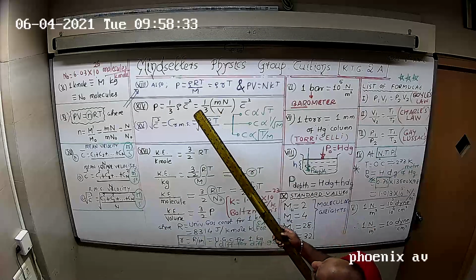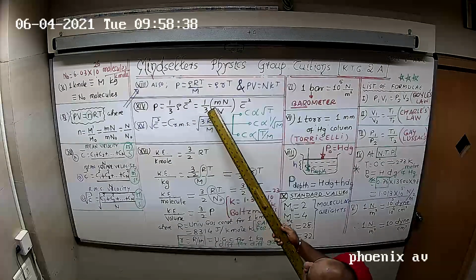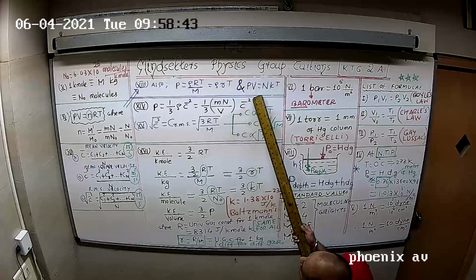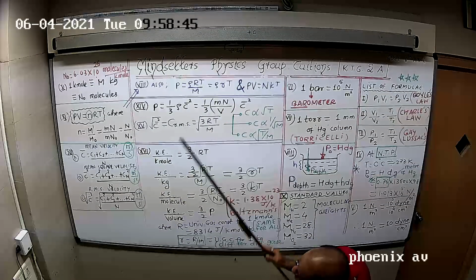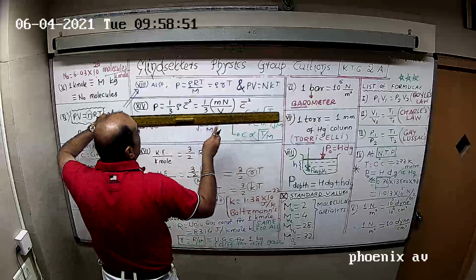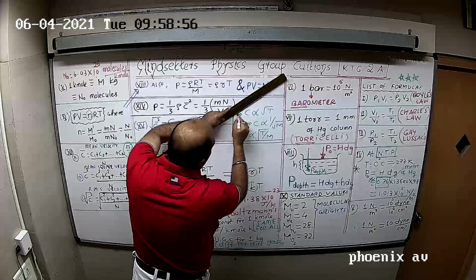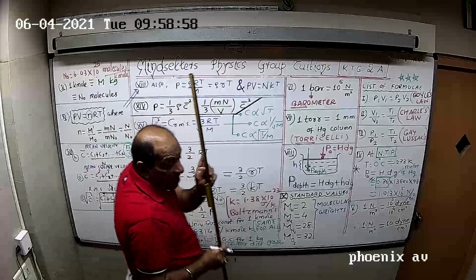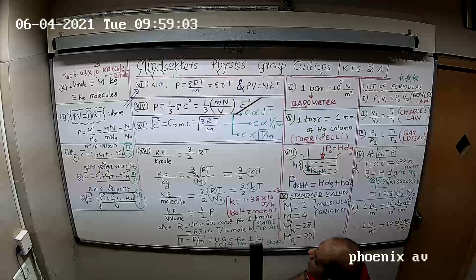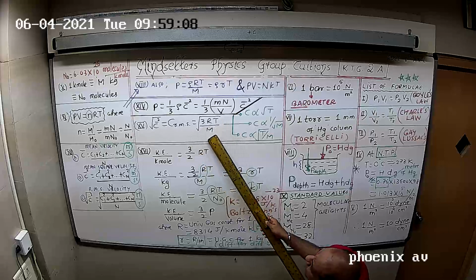Back to this formula. P is 1/3 rho C square. Rho is mass of the gas upon volume of the gas. This is mass of one molecule into number of molecules upon volume times C bar. Solving this 14th equation, we come to the 15th equation, which is another very important equation, the expression for root mean square velocity. This formula is going to help us like anything in solving problems, which we are going to start in a few moments. So root mean square velocity is given by root of 3RT upon m.